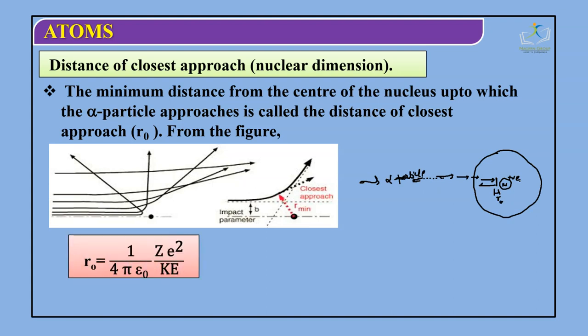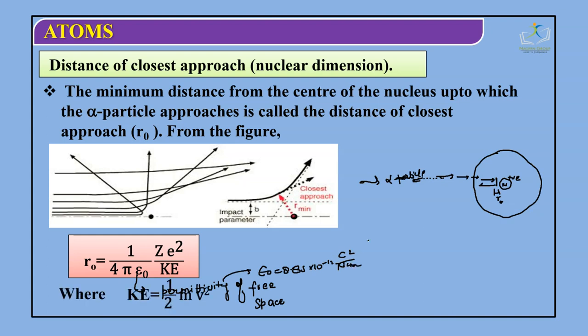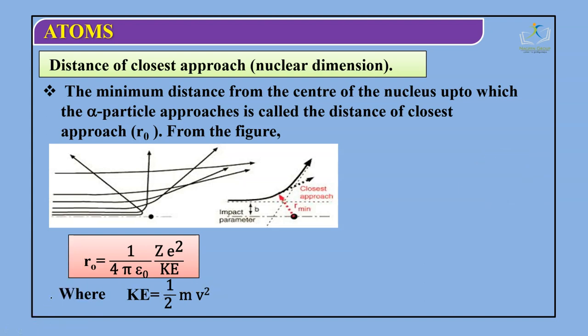This value is r naught equals 1 by 4 pi epsilon naught times Ze square by K, where epsilon naught is the permittivity of free space. The value of epsilon naught is 8.85 times 10 to the power minus 12 Newton Coulomb square per Newton meter square. And K is the kinetic energy. So kinetic energy is equal to half mv square.